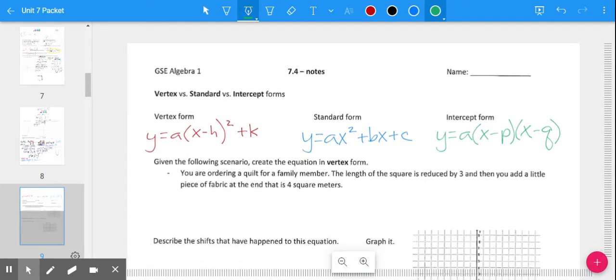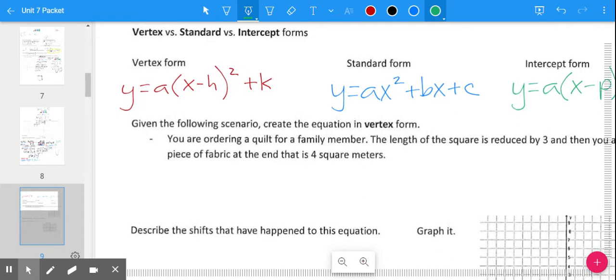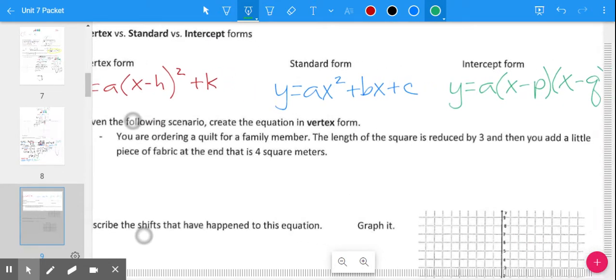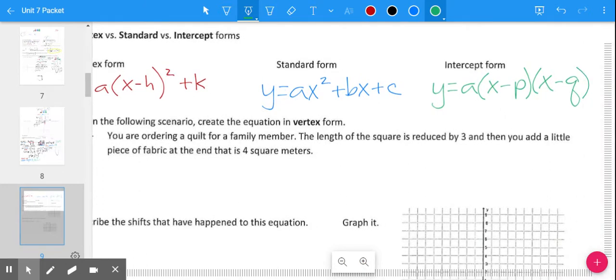So we have this next situation. It says you're ordering a quilt for a family member. The length of the squares is reduced by 3. Then you add a little piece of fabric at the end that is 4 square meters. So we have a square. And it says the length of the square is reduced by 3. So we have x minus 3.